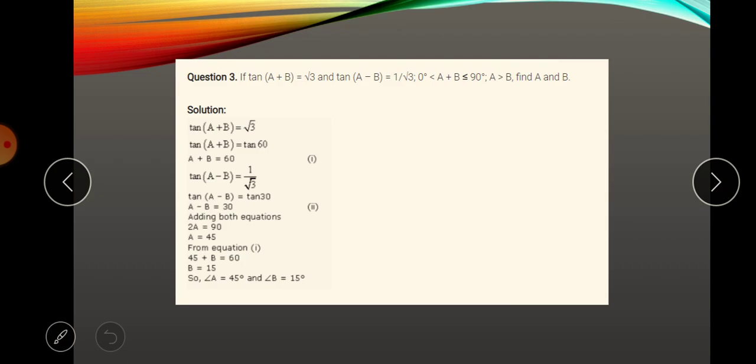So what is tan (A plus B)? Root 3. What value will be satisfied? Tan 60. Then tan will get cancelled. A plus B equal to 60. Same way, 1 by root 3 is tan 30. Tan will get cancelled.